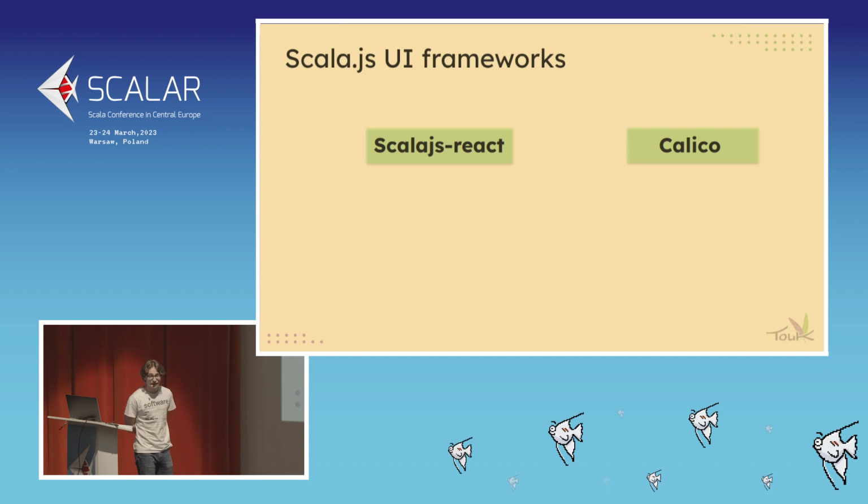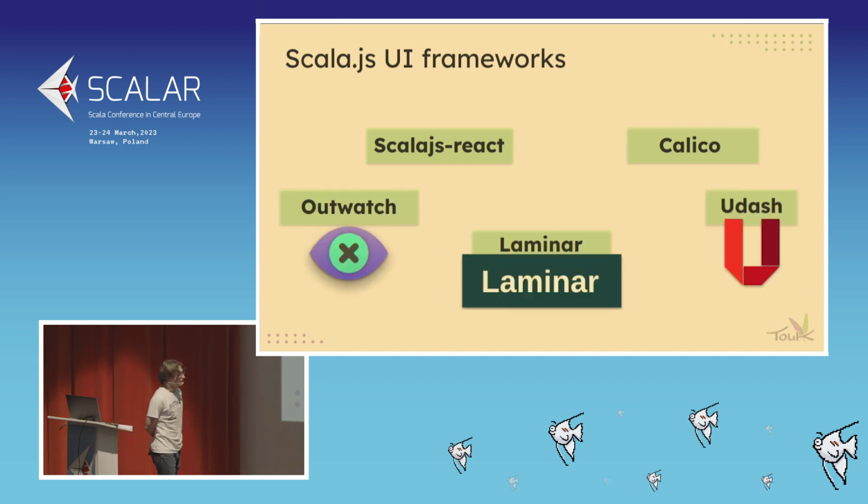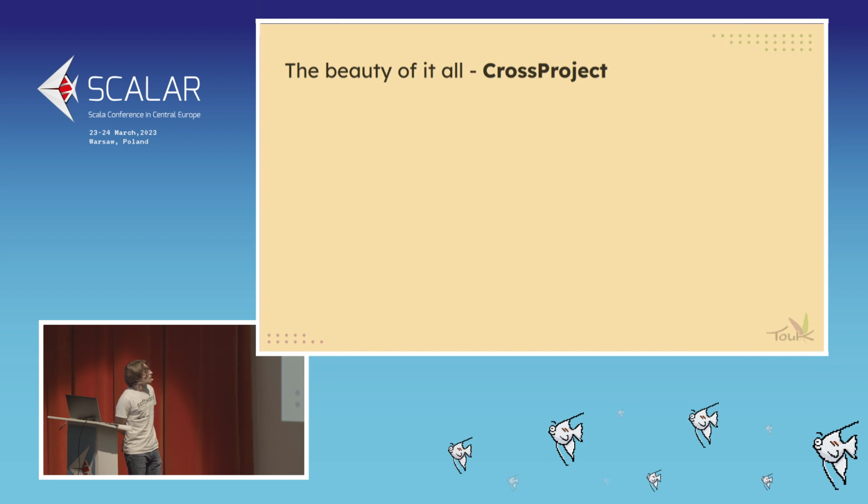There is also Calico. There is also Outwatch, Udash, and Laminar. And the last one is my favorite because it works using streams, and it works, to be honest, only on observables. So we can work this stream way kind of thing on our UI, right? We have streams to work there. I will go back to Laminar a little bit later.